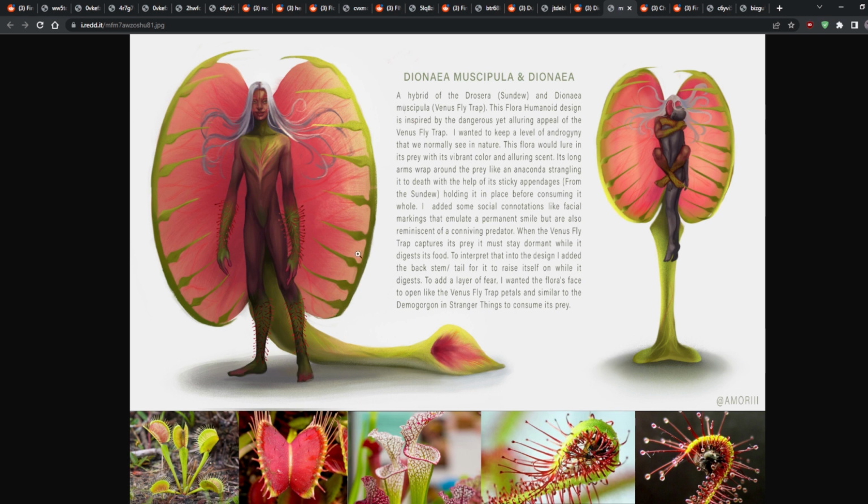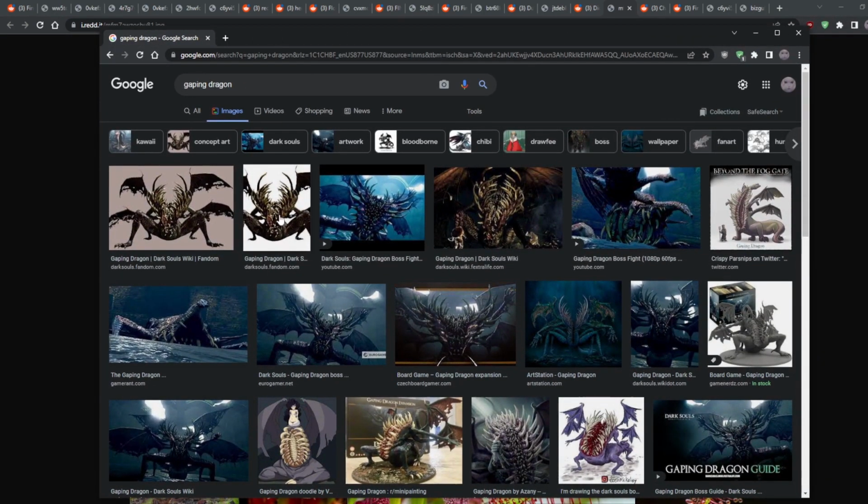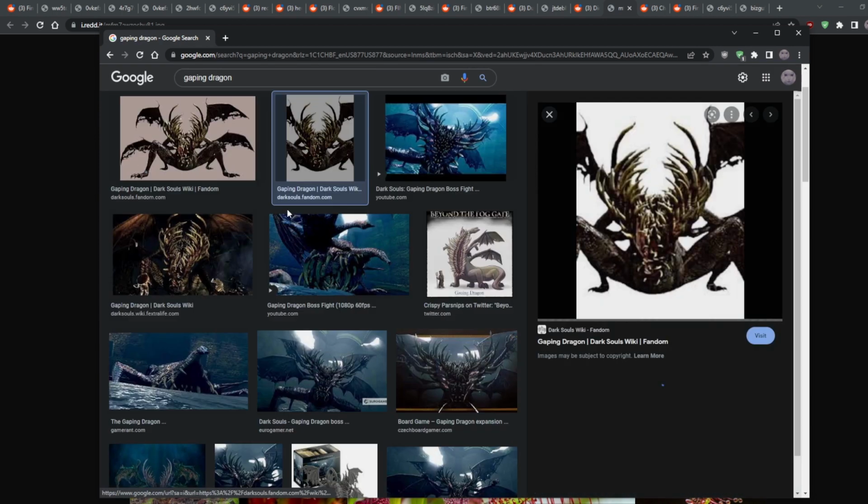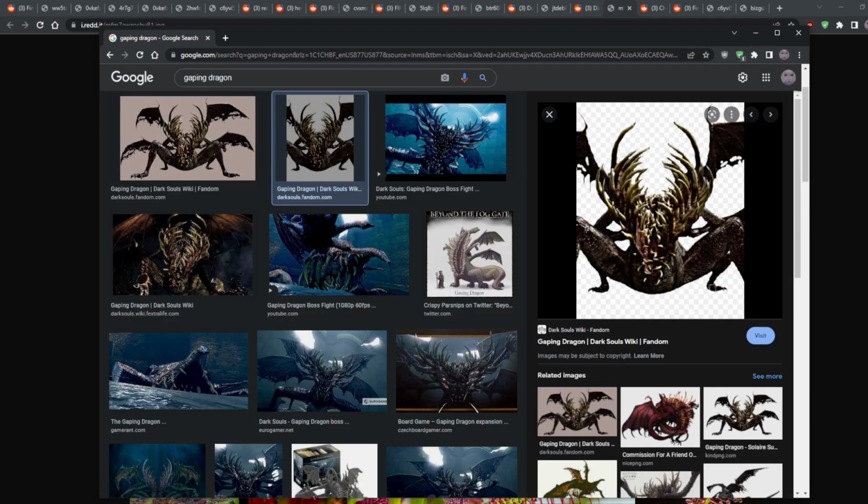Okay. What I would have done, with the same concept of someone tricking you into hugging them or coming closer to them and then biting you, there's this design in Dark Souls called the Gaping Dragon. Basically, its own rib cage acts as a gigantic mouth. You start out thinking it has a normal head. It's a bit gory, but you get the concept.